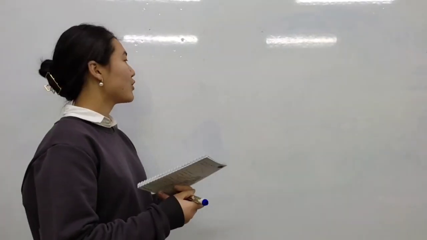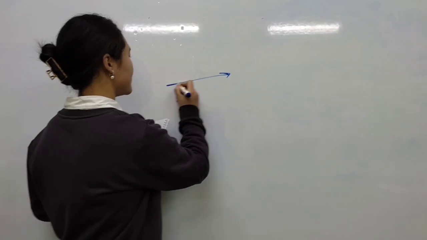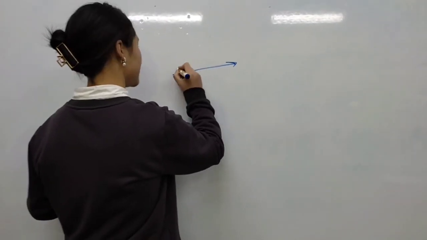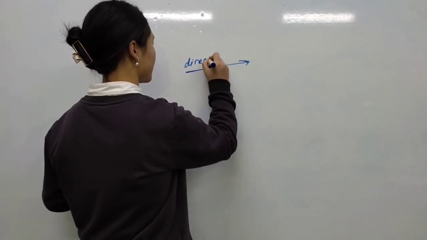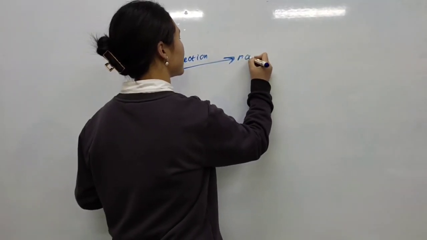Okay, firstly, what is a vector? A vector in mathematics is a quantity that has both magnitude and direction but not position. Examples of such quantities are velocity and acceleration. Okay, this is a vector, and this is the direction, and this is the magnitude.